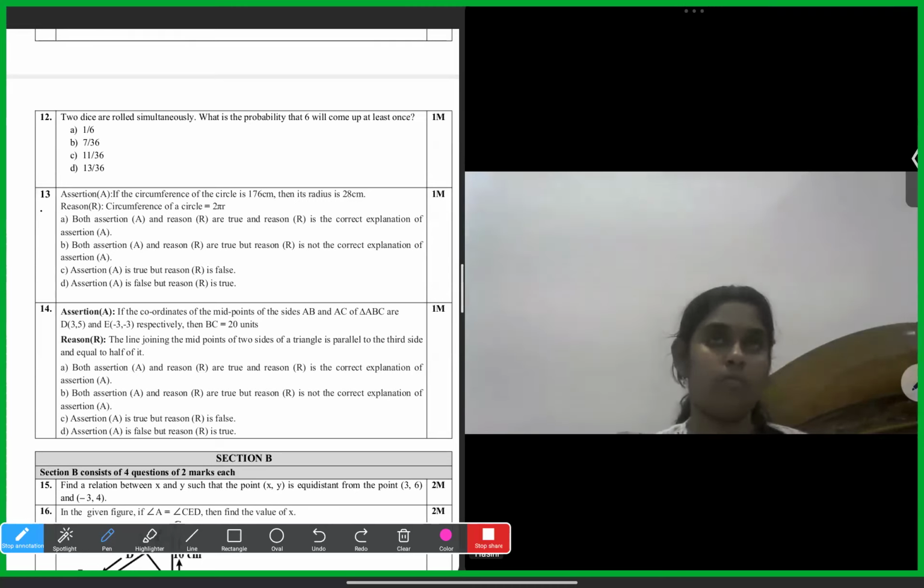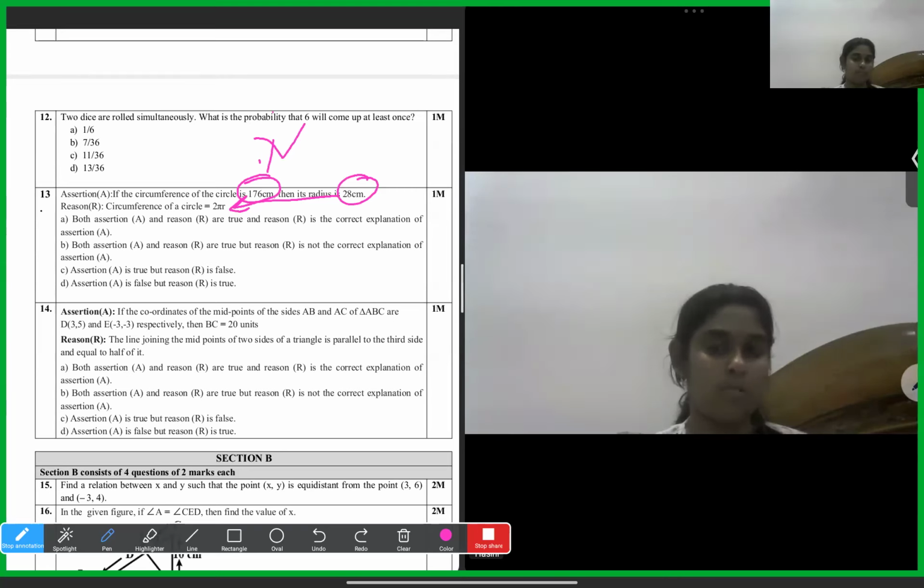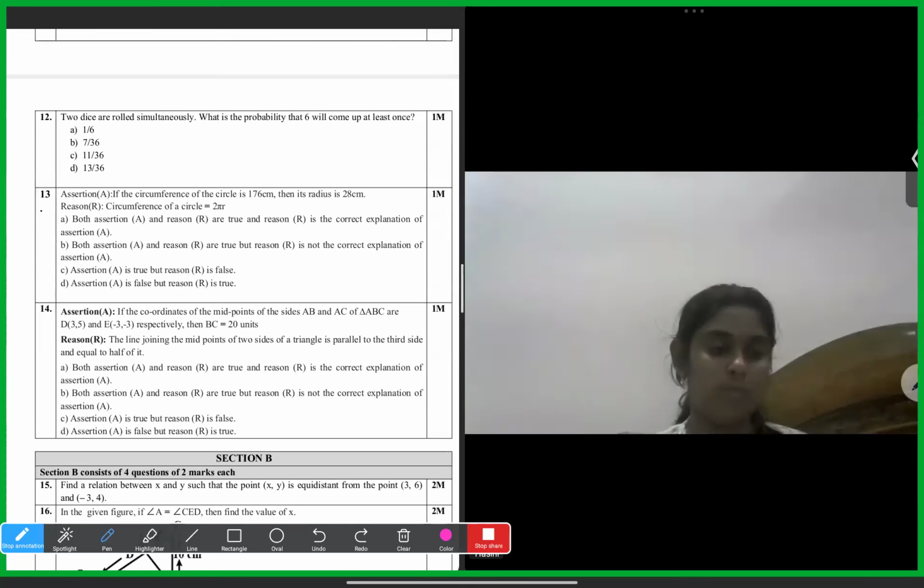Suppose this radius is kept here, and if we don't get that, then the meaning is that as per that particular radius, this is not the correct circumference. Then A will become false, R will become true. If suppose we didn't get that. Okay? Okay, sir.